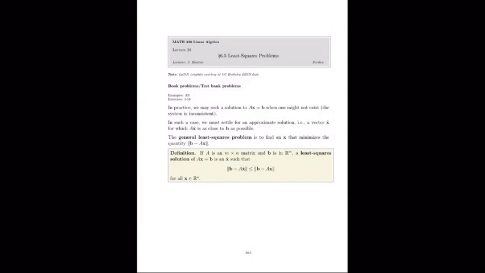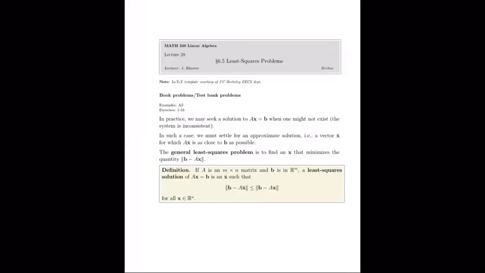So to get started, in practice, it's common that we might be seeking a solution to Ax = b, a linear system, when one might not actually exist. In other words, the system might be inconsistent. So that being the case, we might still want to find an approximate solution. Maybe the closest thing to a solution is one way to put it.